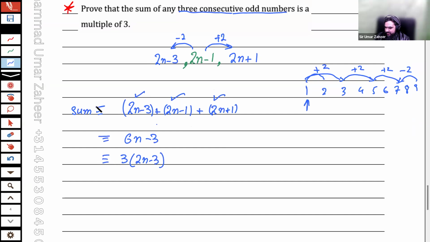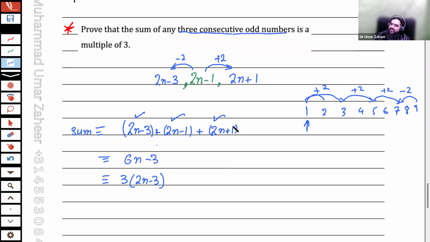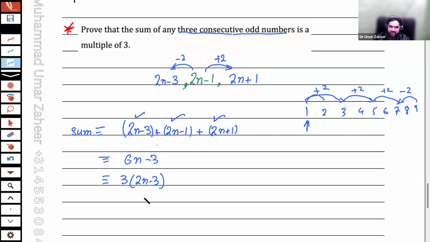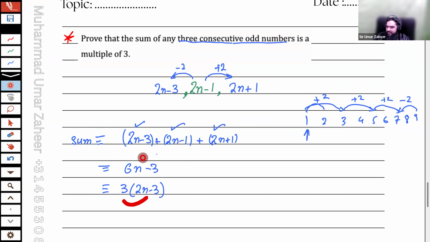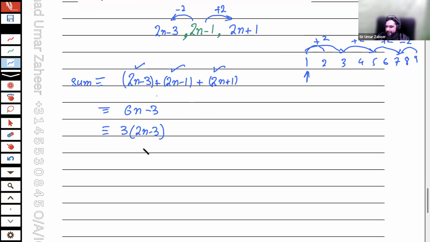We have to use the identical sign. So look at here, this is not for only a few values, means for n is equal to 2 or n is equal to 3. It is for all the real numbers. You can substitute any value or take any consecutive odd numbers and take the sum. Their sum is always a multiple of 3. So look at here, we have taken the sum, and the sum is a multiple of 3.